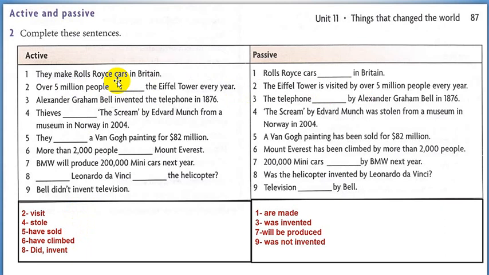Let's take the first two sentences. They make Rolls-Royce cars in Britain. So the sentence is present active, present simple.